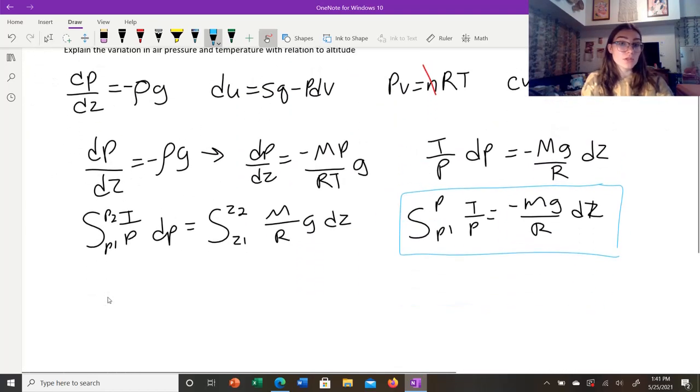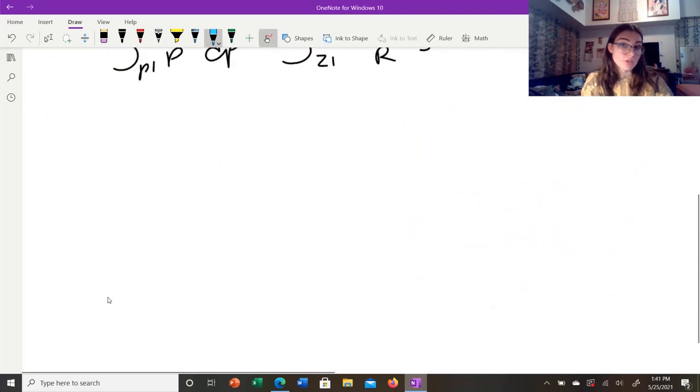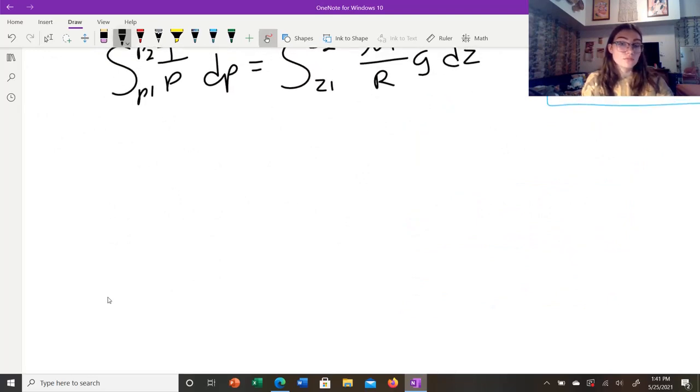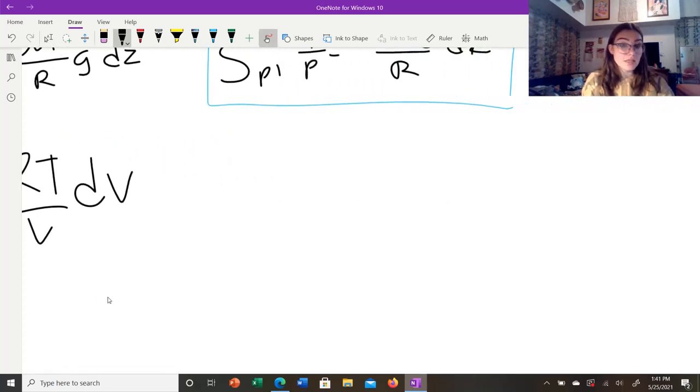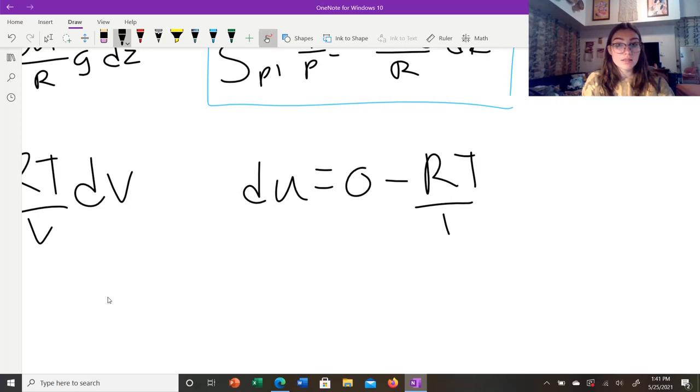Now we're going to use the equations that we have to try and get temperature by itself. We're going to use a different set of equations this time. We're going to use dU equals δQ minus P dV, and P is RT over V. I already did some substitution here, but we know that for this one it's adiabatic, so the change in heat should be 0, which is why I crossed that out. So dU equals 0 minus RT over V dV.